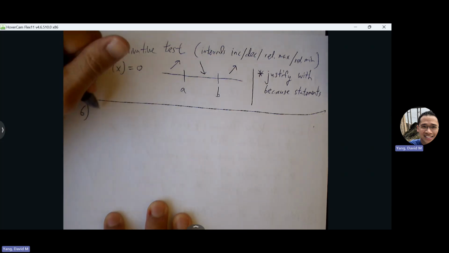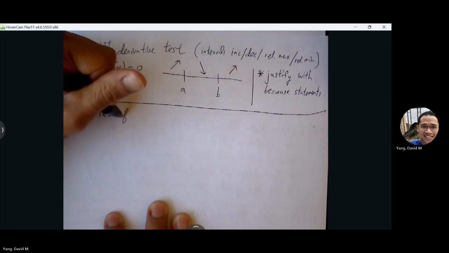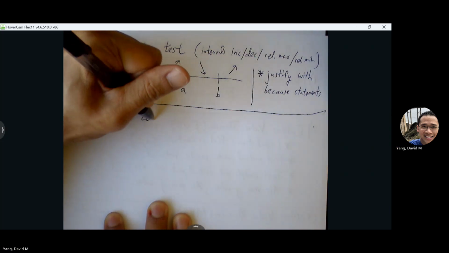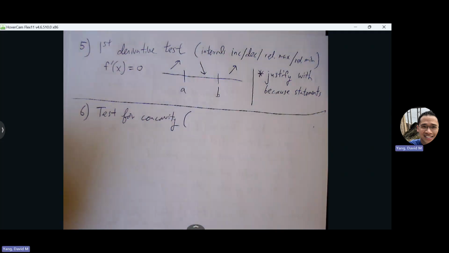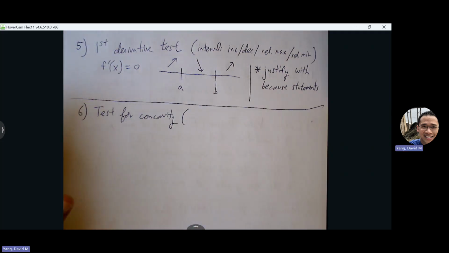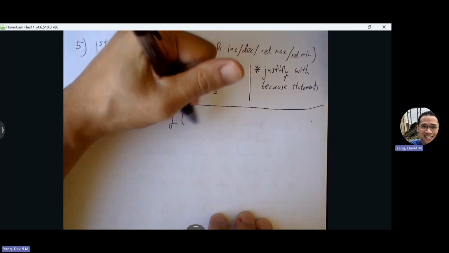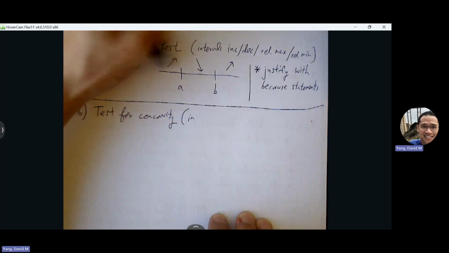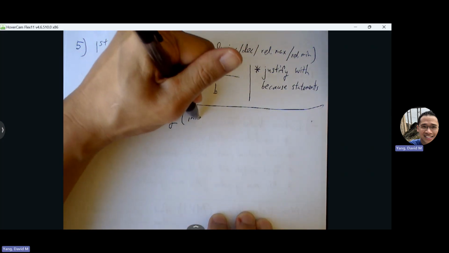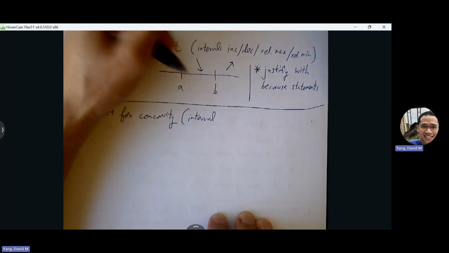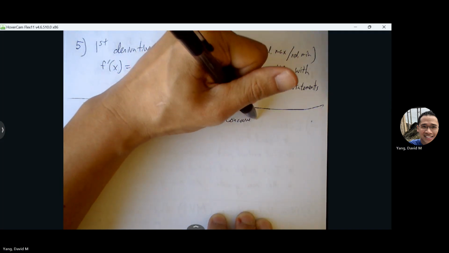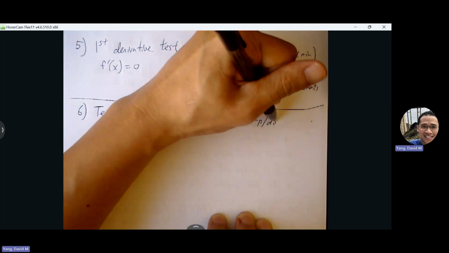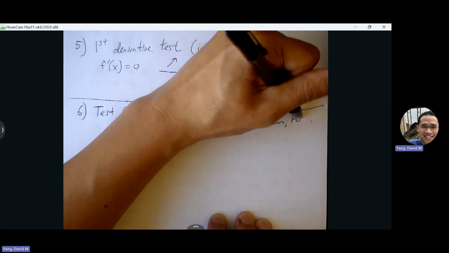All right, next up, there's the test for concavity. This is where you're going to get all your data from your second derivative function, but now your sign line is going to tell you something a little different, even though the process will feel the same. It will be intervals of concave up, down, POIs.